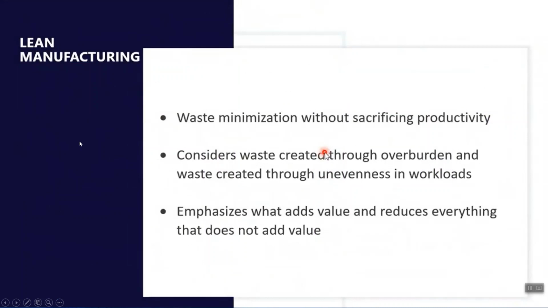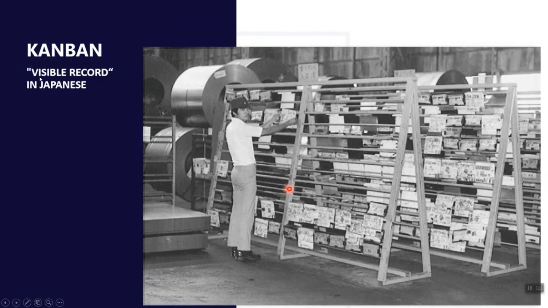Lean manufacturing. Lean manufacturing is nothing but minimizing waste, okay, and improving the productivity. It emphasizes how to capture value-added activities and bring that together in order to make the final FG. So this is just a representation of the Japanese manufacturing industry, how they used to maintain the Kanban. So Kanban is nothing but visible records in Japanese.